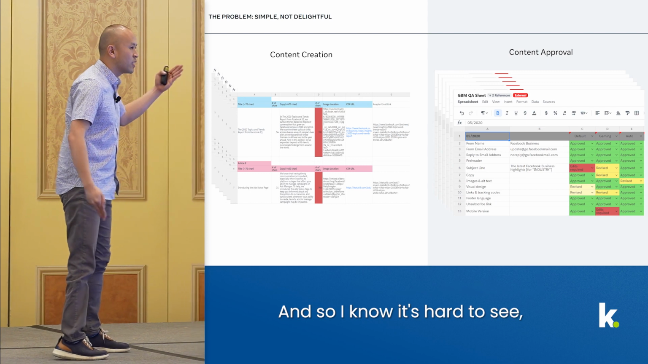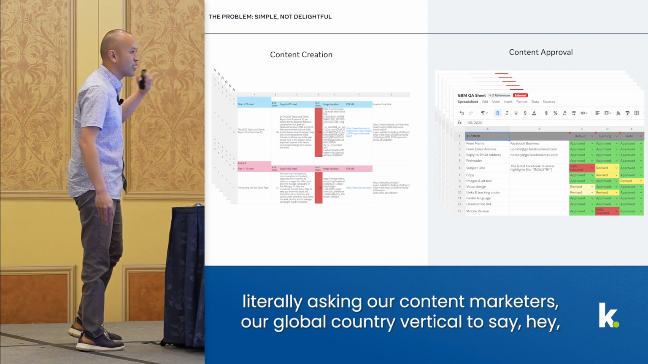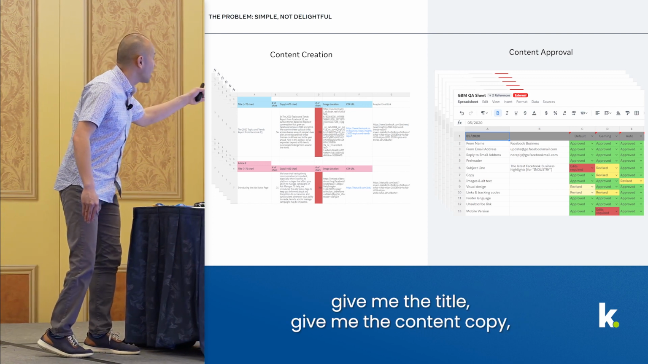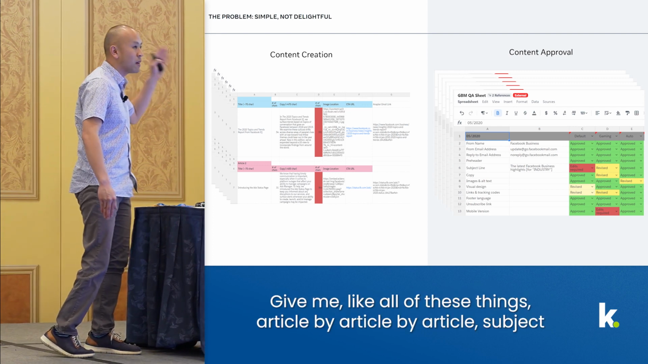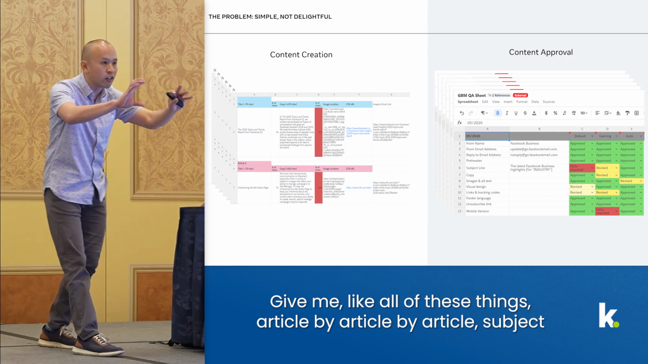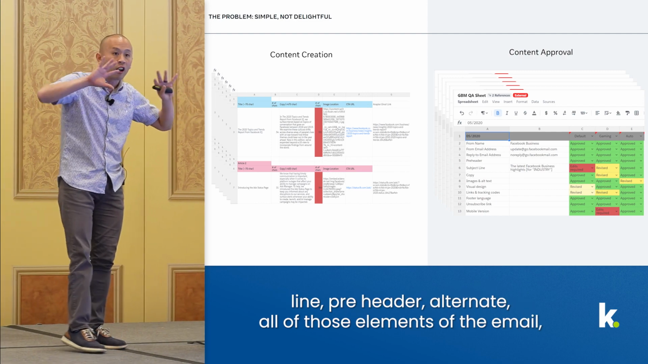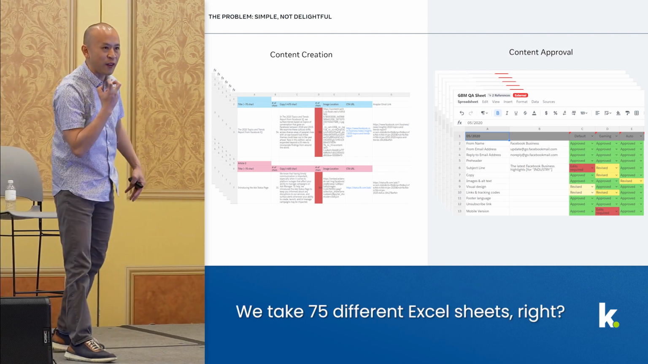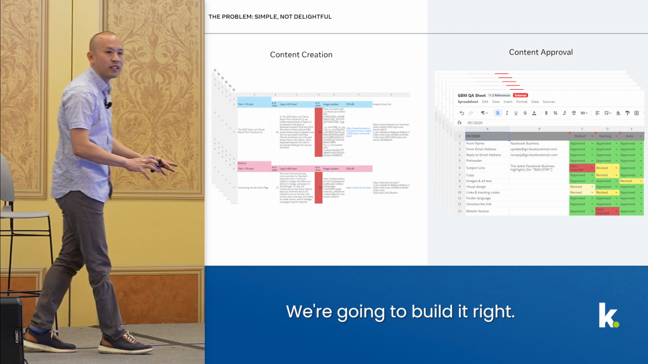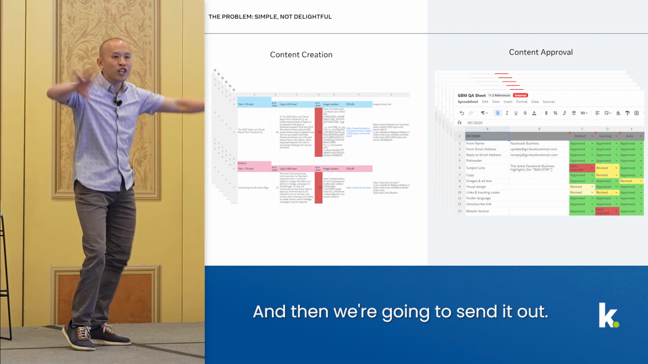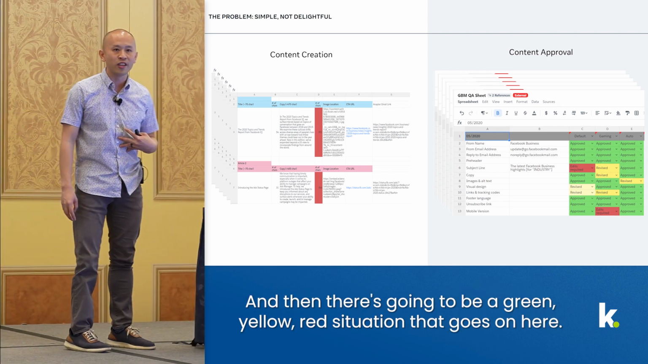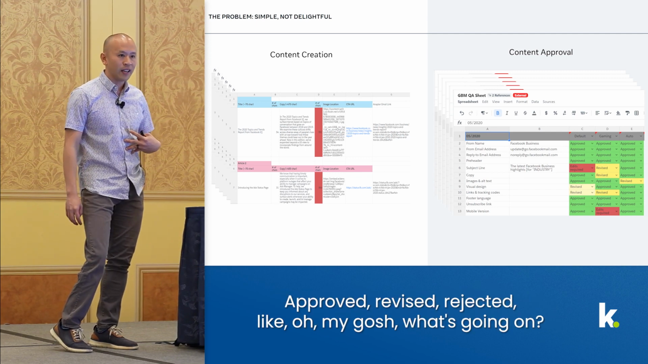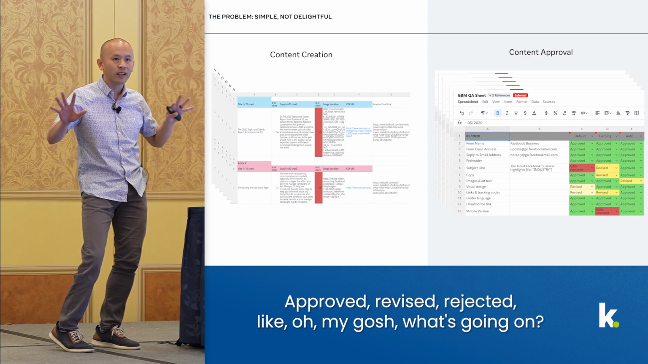And I know it's hard to see, but we're literally asking our content marketers, our global, country, and vertical teams, to say, hey, give me the title, give me the content copy, give me the image URL, give me the tracking URL, give me all of these things, article by article, subject line, pre-header, alternate text, all of those elements of the email, put it in an Excel. We take 75 different Excel sheets and we're gonna build it, and then we're gonna send it out, and then there's gonna be a green, yellow, red situation that goes on here. My God. Approved, revised, rejected, oh my gosh, what's going on?